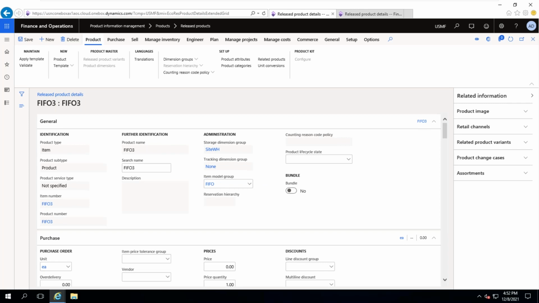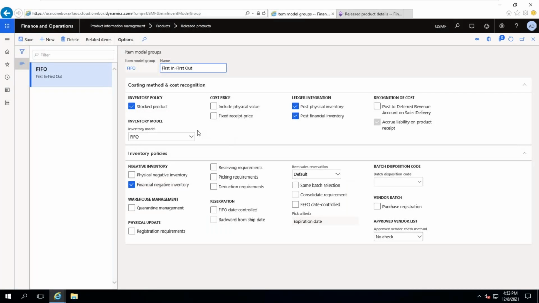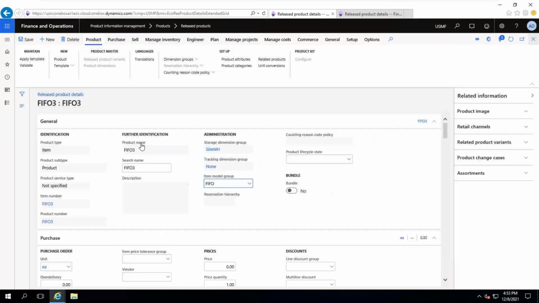Item model group. So by looking at this naming convention, don't think it is a FIFO method only. This is a name only. If you go inside, you will understand what model was selected. The item inventory model group is FIFO. Okay, there are 4 checkboxes selected. These checkboxes you are going to learn most probably by tomorrow or Monday. Okay, FIFO was selected. Fine. Item model group or inventory model group is FIFO.